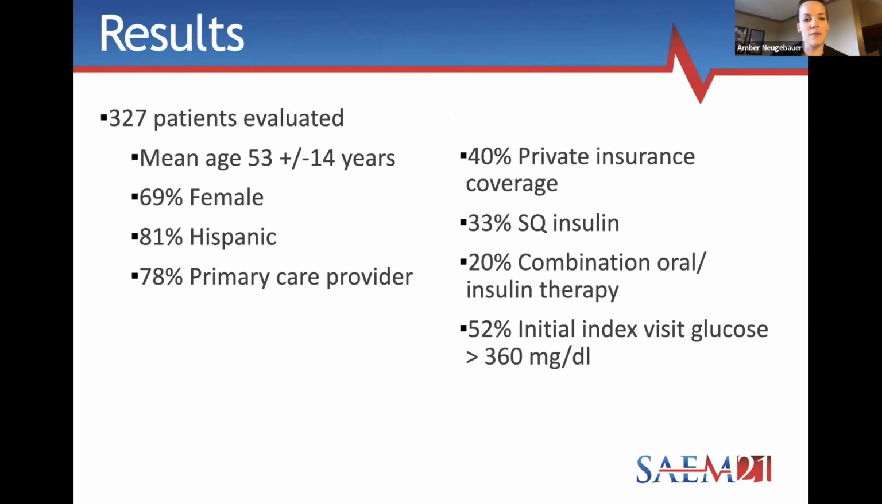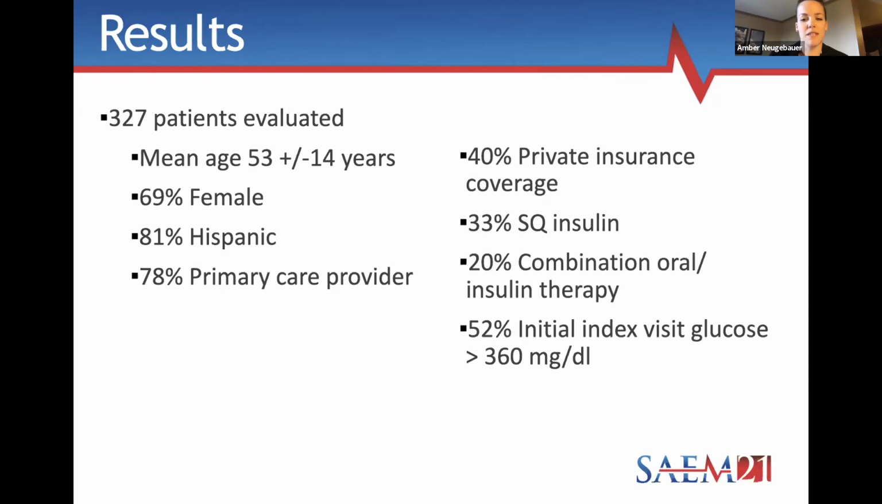The mean age was 53 plus or minus 14 years. 69% of our patient population was female, 81% of the patients studied were Hispanic. 78% of patients had a primary care provider. 40% of patients had private insurance coverage. 33% of patients used subcutaneous insulin. 20% of patients utilized a combination therapy of oral and insulin therapy.